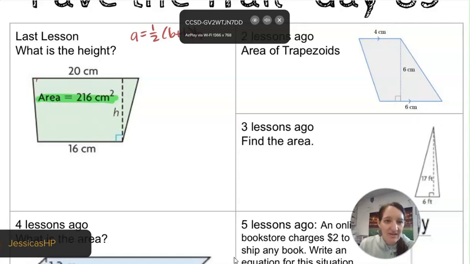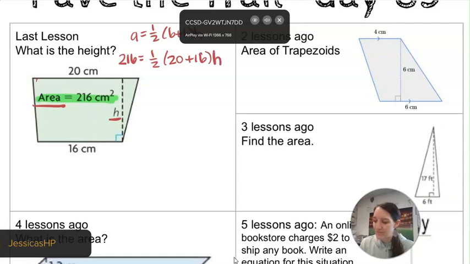Okay, that means that I have the area. So I'm going to start with 216 equals 1/2. My bases are 20 plus 16, and it's the height that I do not know. Always am going to do parentheses first. So that'll give me 36. 1/2 times 36h equals 216.